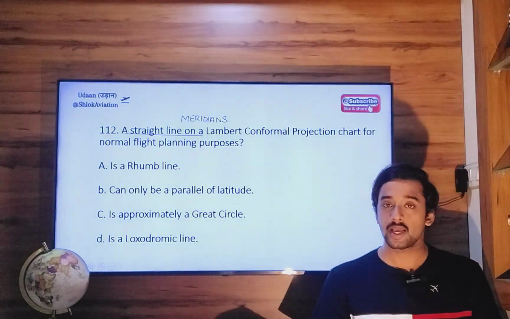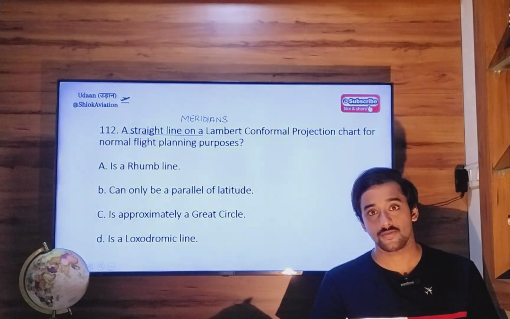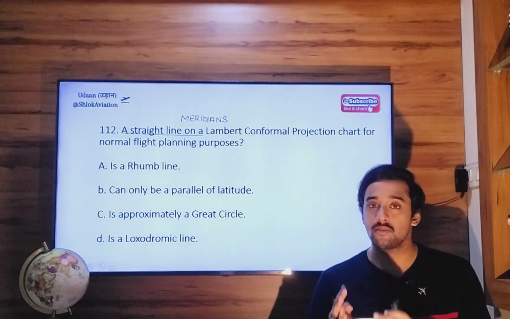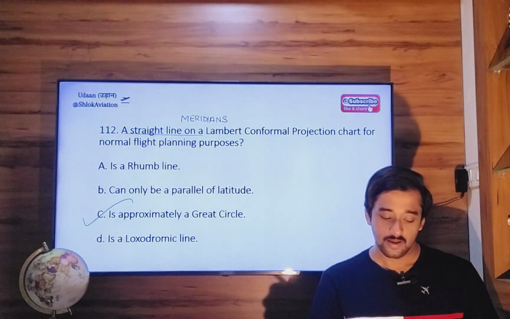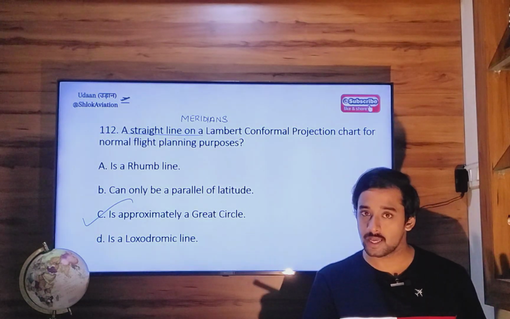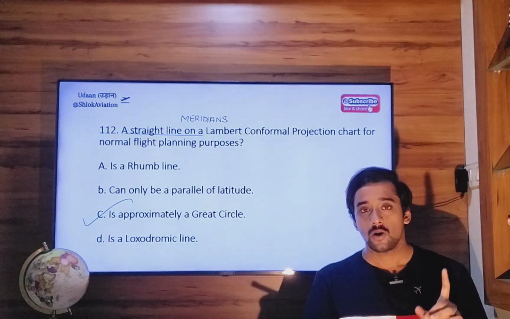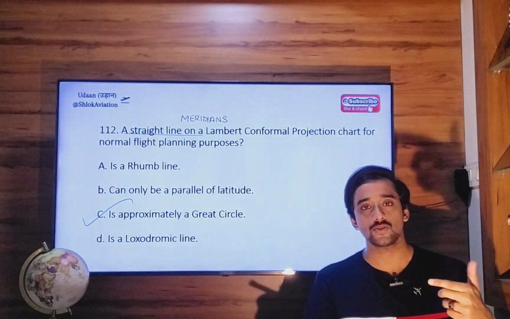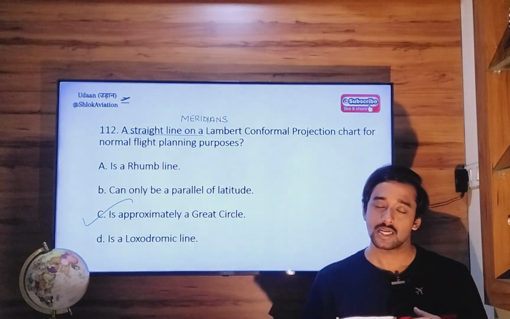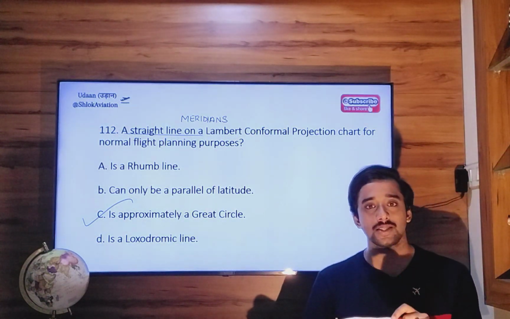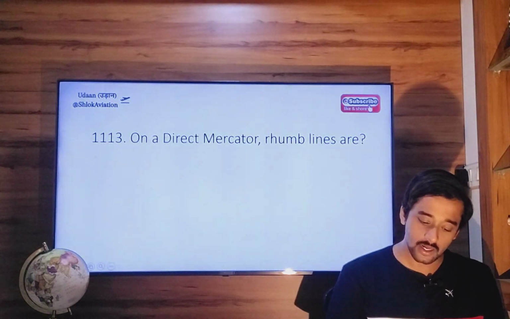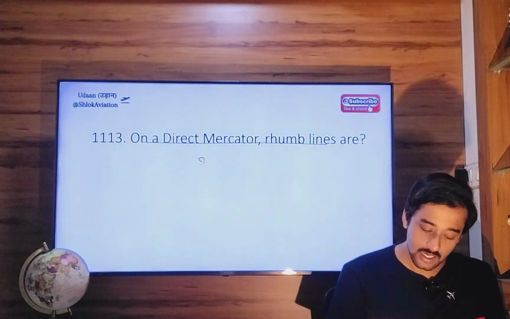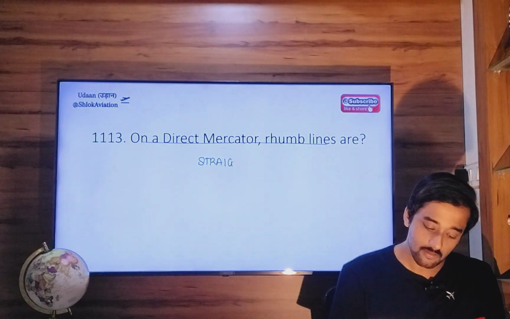But all meridians are nothing but great circles, right? A meridian and its anti-meridian together form a great circle. So it's safe to select option Charlie. A straight line on a Lambert chart for normal flight planning purposes can be a great circle. On a Lambert chart, if you're flying between 2 points which are separated by a short distance, great circle in that case can be regarded as a straight line. So option Charlie. On a direct Mercator chart, rhumb lines are represented by straight lines. Remember this. Rhumb lines are represented by straight lines.